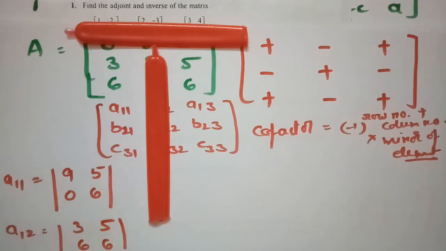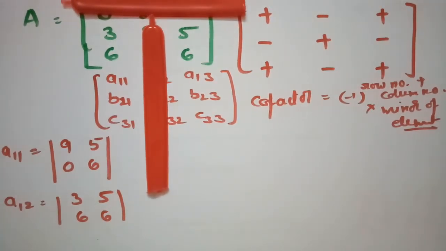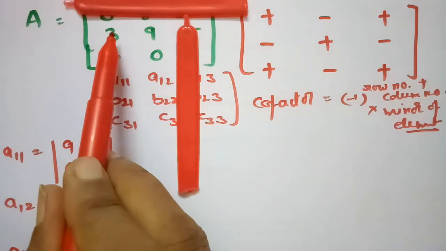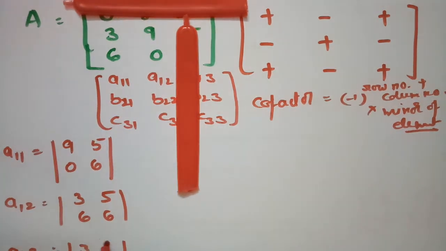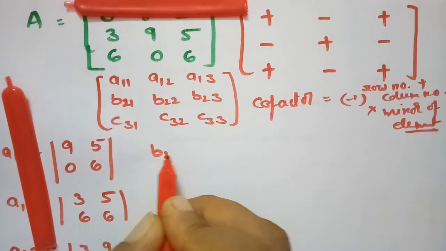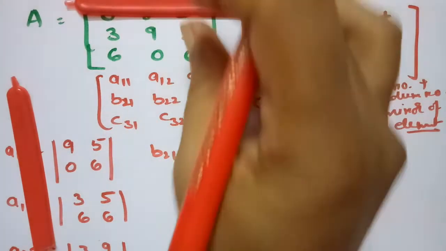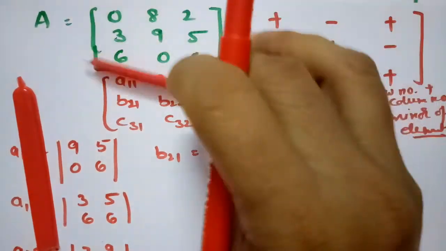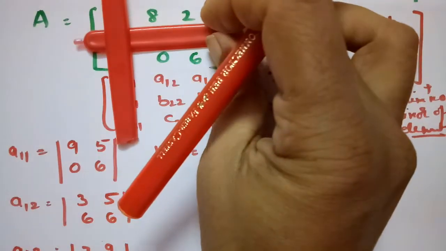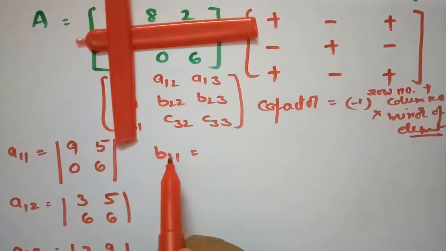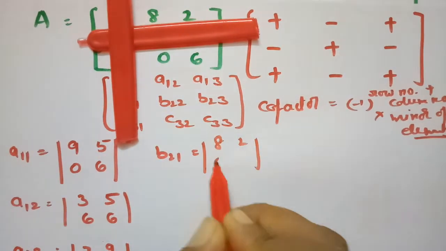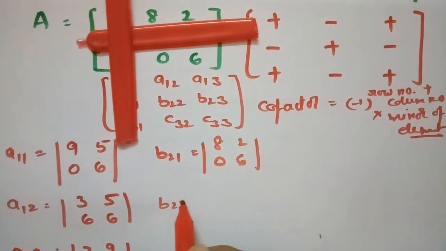The next one here is A13. For A13, we have to close this row as well as this column. This is 3, 9, 6, 0. And for this position, A21, we have to close the second row and first column, the position of 2, 1. So this is 8, 2, 0, 6.